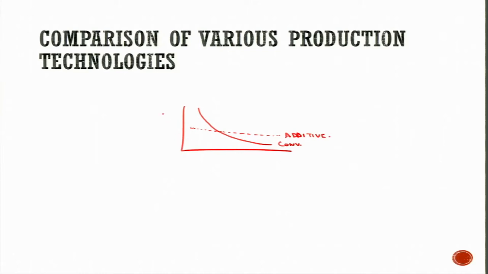Right? So this is again the cost per part, and these are the number of parts, or I would say lot size. Now in this case, you can see at this point, specifically at this size of the lot, the cost is common. But further, the conventional machining takes an advantage of the lesser cost.